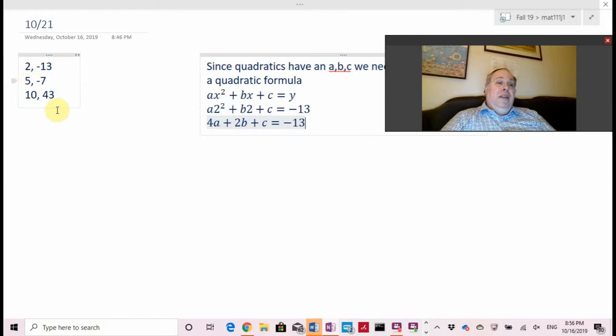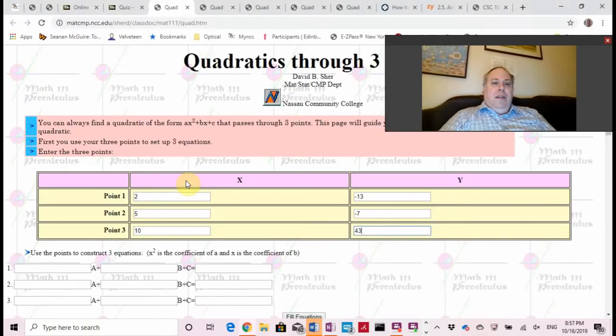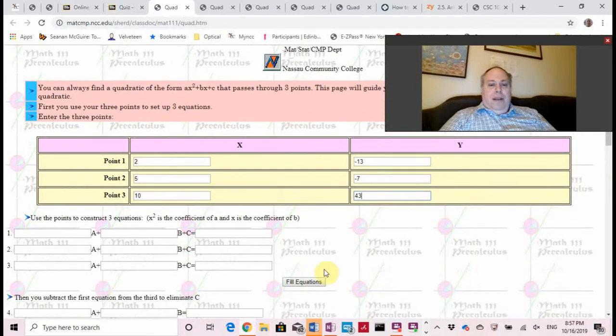And we can do that with each of these. And the gadget's going to do that. So when I click on fill equations here, it's going to make 4a plus 2b plus c equals minus 13. So this is x. This is going to be 25 times a plus 5 times b. That's what the 5 is going to turn into. Plus c equals minus 7. And the 10 is going to turn into 100a plus 10b plus c equals 43. Now we have 3 equations in A, B, and C.